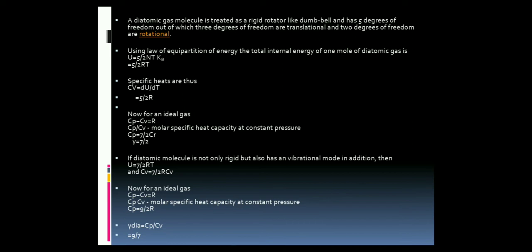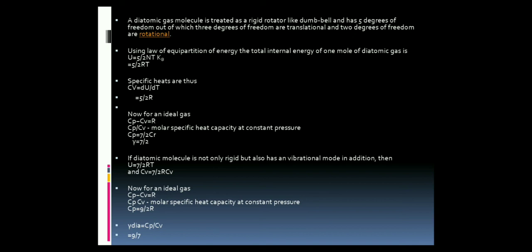Using the law of equipartition of energy, the total internal energy of 1 mole of a diatomic gas is U equals 5 by 2 NA into kB into T. That is nothing but 5 by 2 R into T. The specific heat is given by Cv equals dU by dT, which is equal to 5 by 2 R. Now for an ideal gas, Cp minus Cv is equal to R, where Cp is the molar specific heat capacity at constant pressure, which is equal to 7 by 2 R.